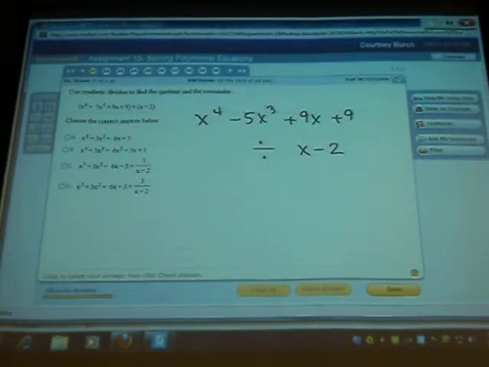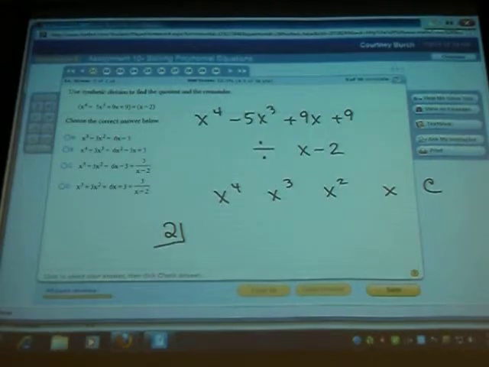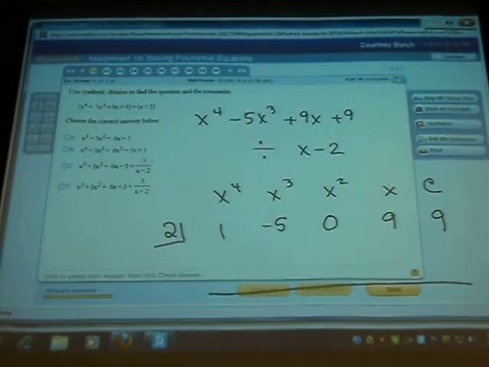I've got x to the 4th, and then I want to put all my columns in: x to the 3rd, x squared, x, and a constant column. And I'm checking x equals 2. X to the 4th is 1. My coefficients are 1, negative 5. X squared is missing, so I put a 0 in that column. Then I get a 9 and another 9.